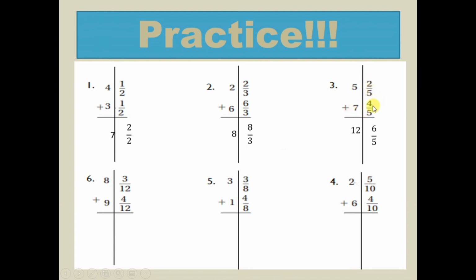Third example, 5 2/5 plus 7 4/5. How to add? Keep the denominator, add numerators. 5 down, 2 plus 4 is equal to 6. 6 over 5 is also an improper fraction, and we need to convert it into a mixed number. Finally, 5 plus 7 is equal to 12. And look at the other examples and take time to answer them.